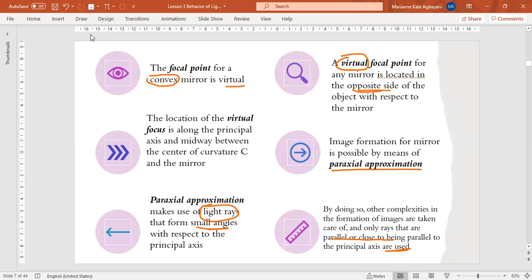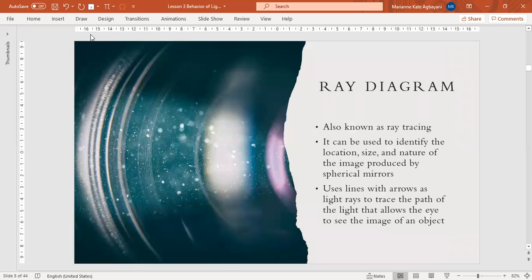Okay, so we have here our ray diagram. It is also known as ray tracing. It can be used to identify the location, size, and nature of the image produced by a spherical mirror. So take note, produced by the spherical mirror. It uses lines with arrows as light rays to trace the path of the light that allows the eye to see the image of an object. So it will use lines for diagrams, okay? So yan yung ginagamit natin for diagrams.